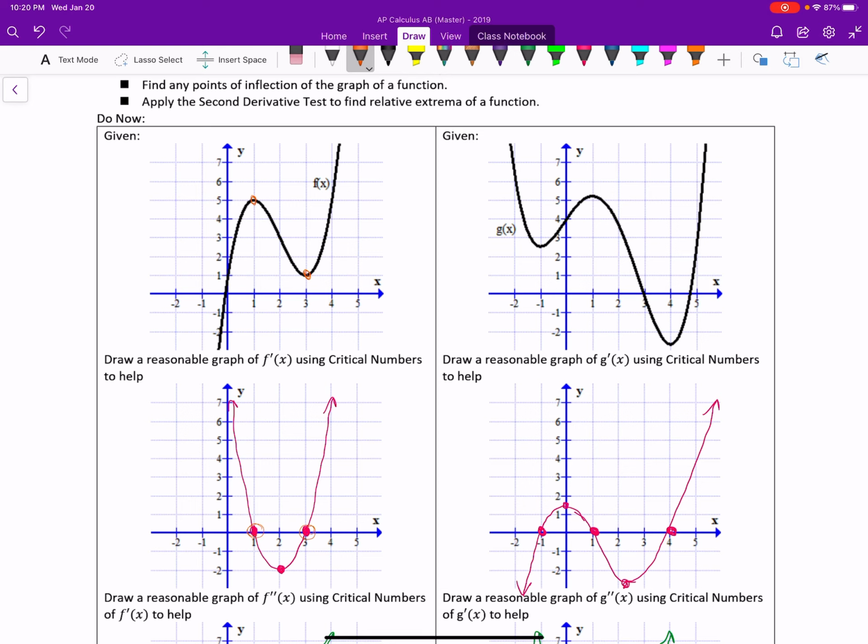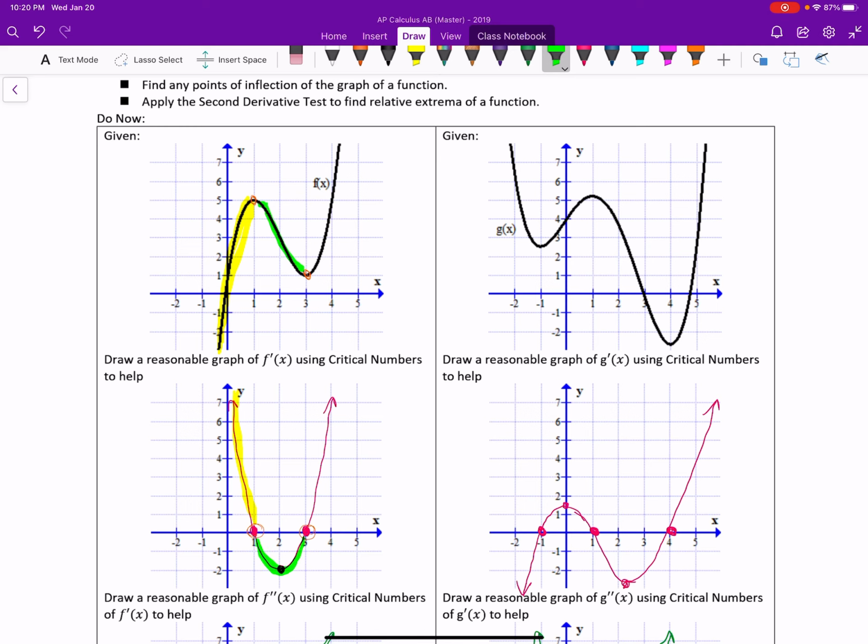So I see that the function is increasing. Maybe it's better to use a highlighter. Is increasing here. So that means for that particular interval, I should have a derivative that is positive, that's above the x-axis. And then I see that the function f of x is decreasing on this piece here. So that piece needs to go underneath the x-axis.